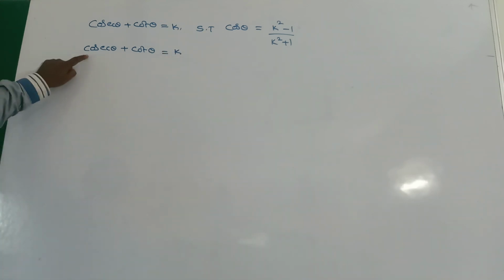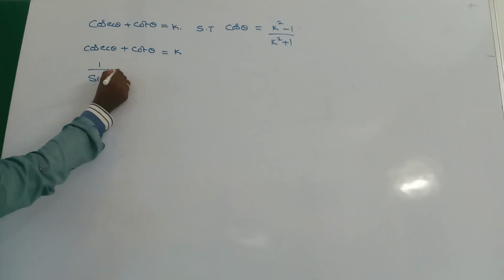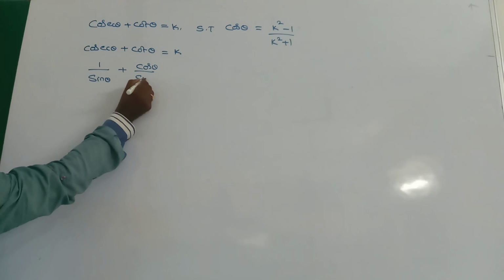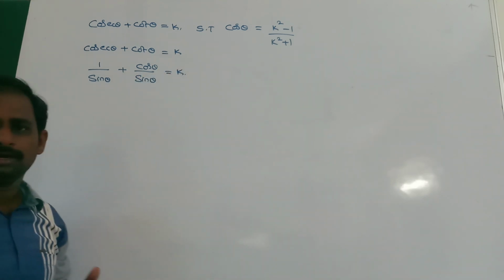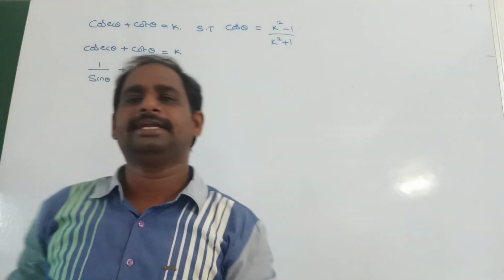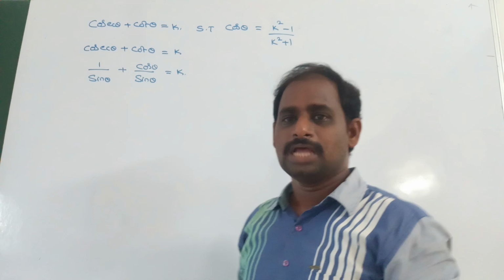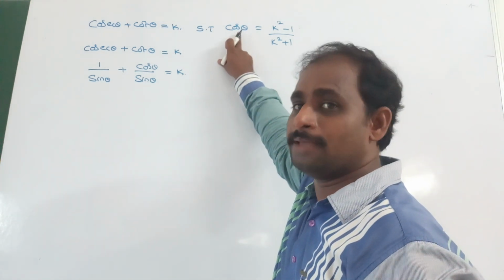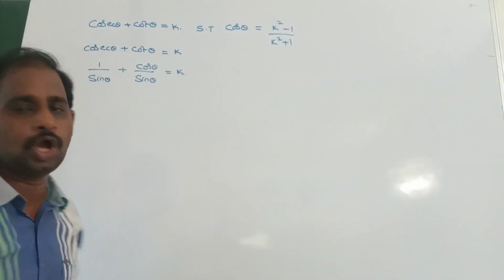Cosecant theta can be written as 1 by sin theta, and cot theta can be written as cos theta by sin theta, is equal to k. Here I changed cosecant theta and cot theta in terms of sin and cos. Why? Because our answer should be in terms of cos theta.